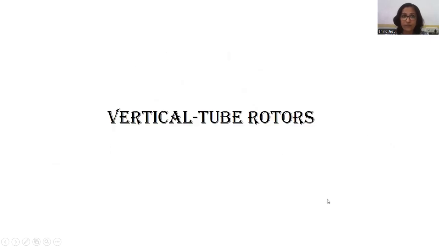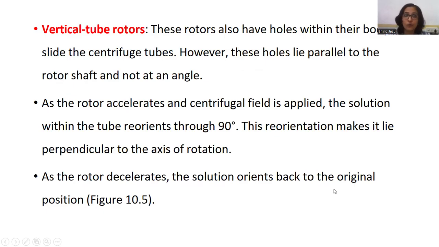rotor stops. In the case of vertical tube rotors, these rotors also have holes within their body to slide in the centrifuge tube. However, these holes are parallel to the rotor shaft and not at an angle like the fixed angle one. As the rotor accelerates and the centrifugal field is applied, the solution within the tube reorients by 90 degrees, and this reorientation makes it lie perpendicular to the axis of rotation. As the rotor decelerates, the solution reorients back to the original position.